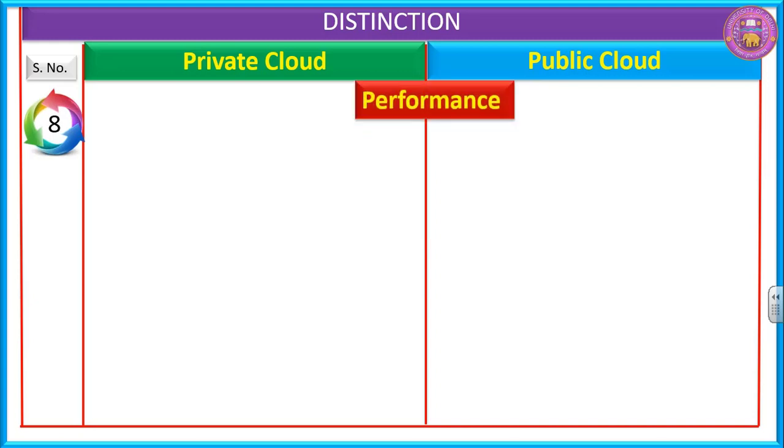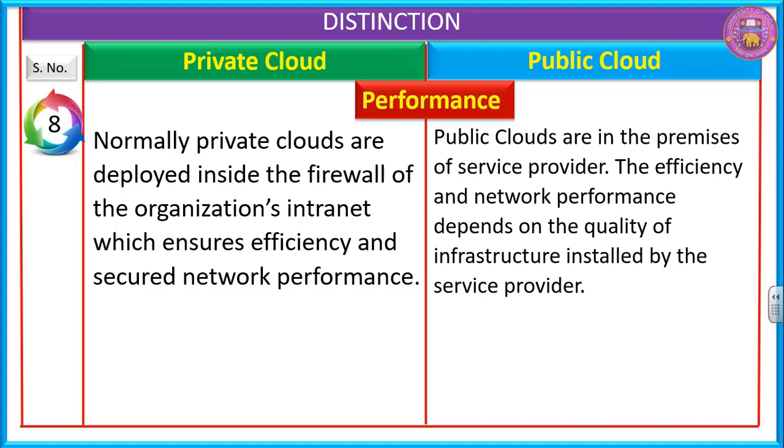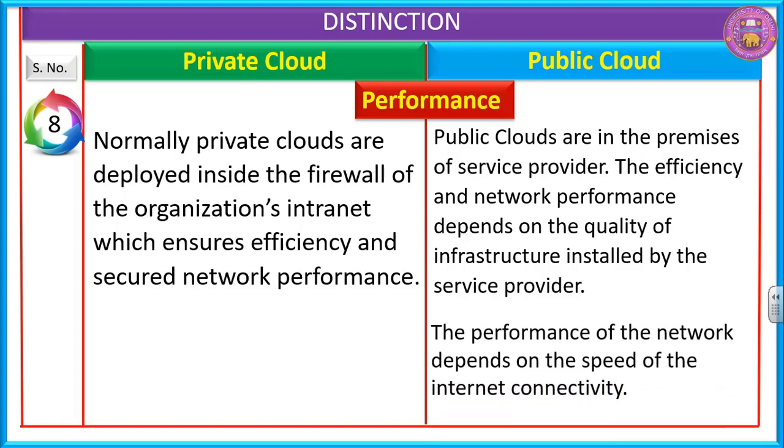Eighth, performance. Normally, private clouds are deployed inside the firewall of the organization's intranet, which ensures efficiency and secured network performance. Whereas public clouds are in the premises of the service provider, the efficiency and network performance depends on the quality of infrastructure installed by the service provider. The performance of the network depends on the speed of internet connectivity as well.